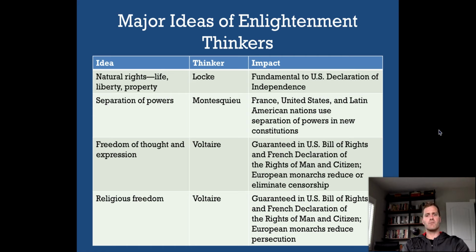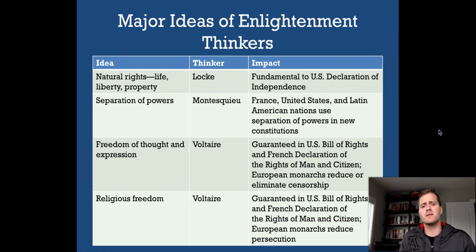We see Baron de Montesquieu, who argues that we should separate powers across branches of government so that no one person or no one entity could have too much influence. His argument is that power corrupts, so therefore we should split the power.